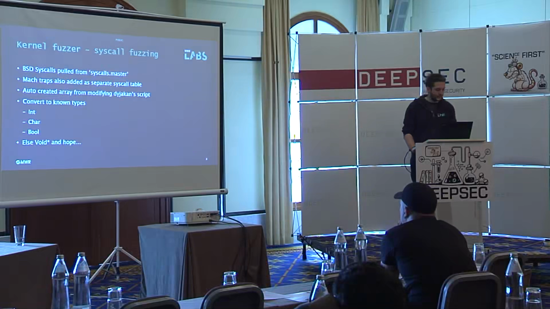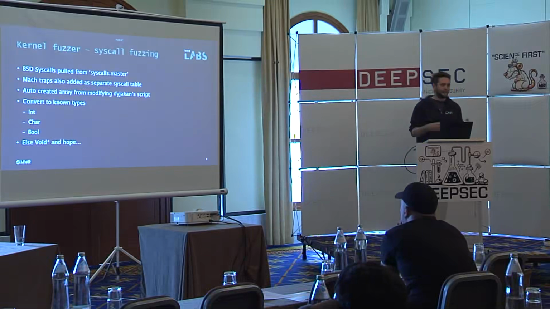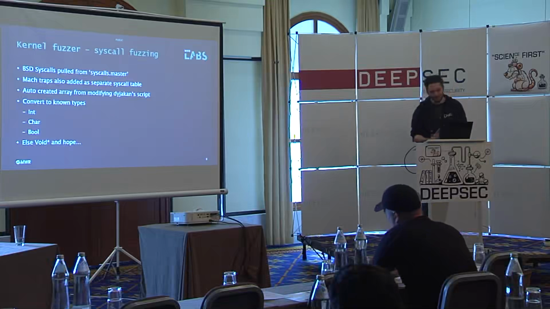So, syscall fuzzing. All we did for this was pull out all the BSD syscalls, which Apple helpfully open sources in syscalls.master. We also implement Mach traps as a separate syscall table. Initially, we auto-created a big array of syscalls and automatically tried to convert the arguments to known types our fuzzer could use: things like ints, bools, chars, all that sort of stuff. If we didn't know what something was, we'd just give it a void star. If it was a struct we hadn't implemented, we'd say, there you go, have a void star, and hopefully something will happen.